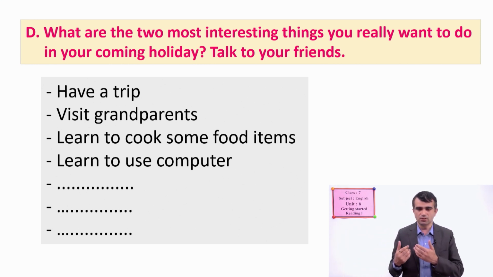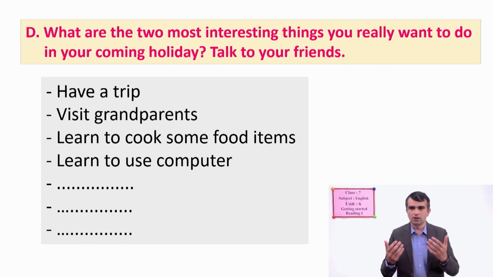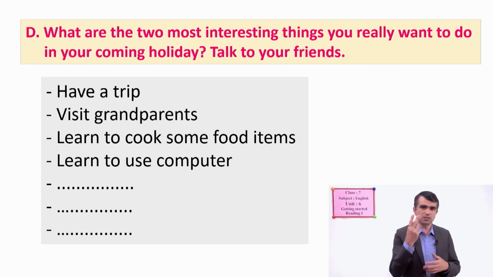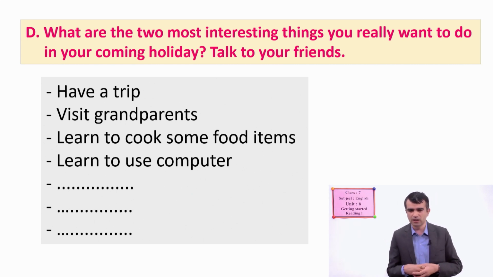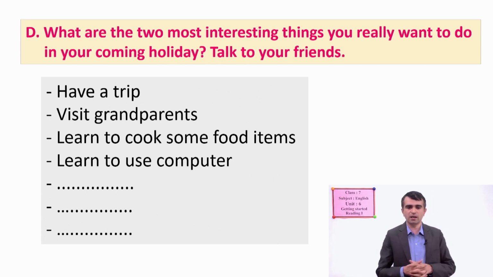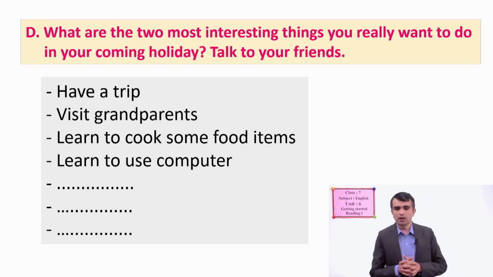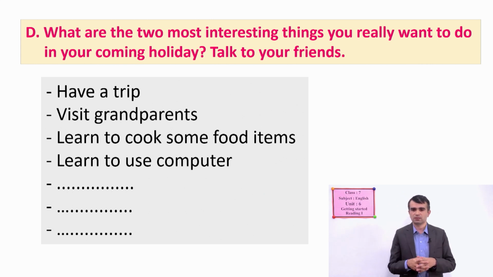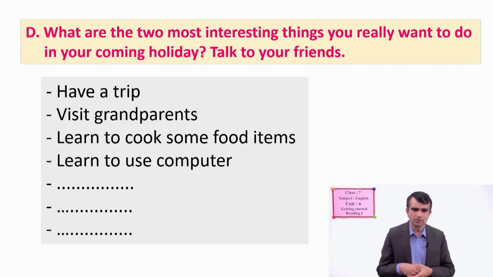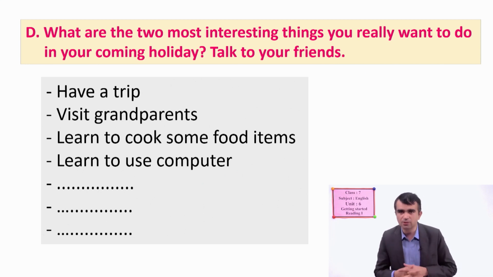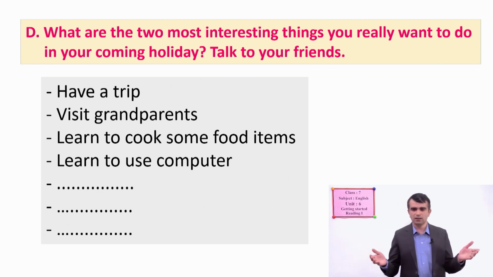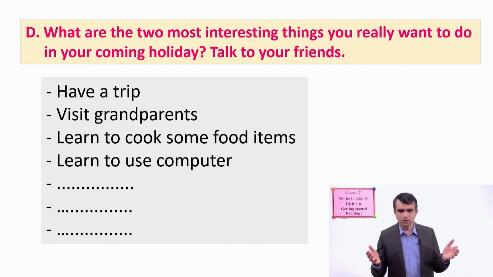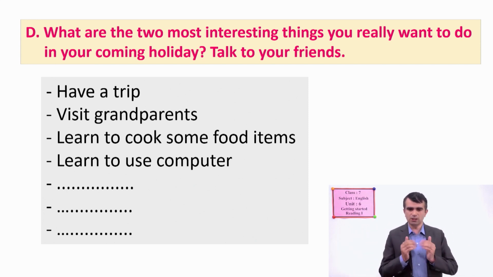As the writer wants to do some things, say she wants to join yoga and gardening, what things do you want to do? 2 most interesting things. Okay, for example, you can talk about having a trip, or visiting grandparents. If you are not living with your grandparents, you can talk about it. Or learn to cook some food items. If your plan is so, you can talk about it. Similarly, learn to use a computer. Some other things, okay?